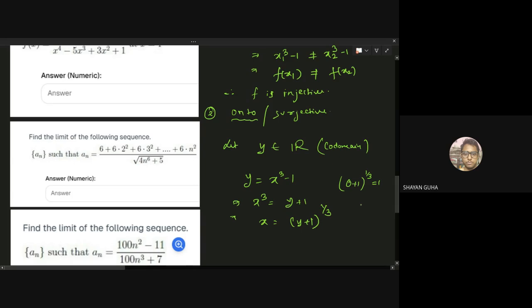Do you want to try with negative numbers? If we go to minus values, or if you go to negative values also, still it's defined.